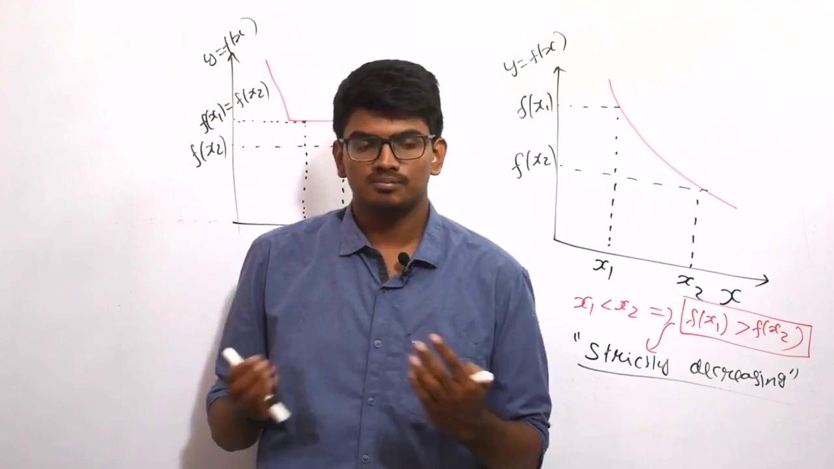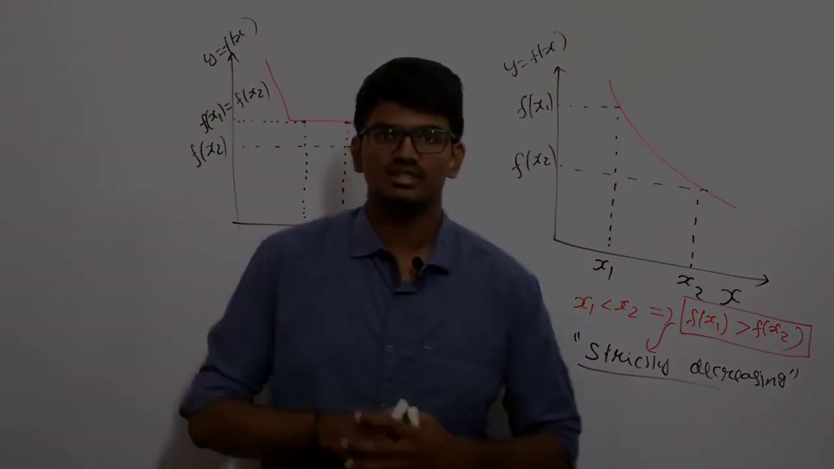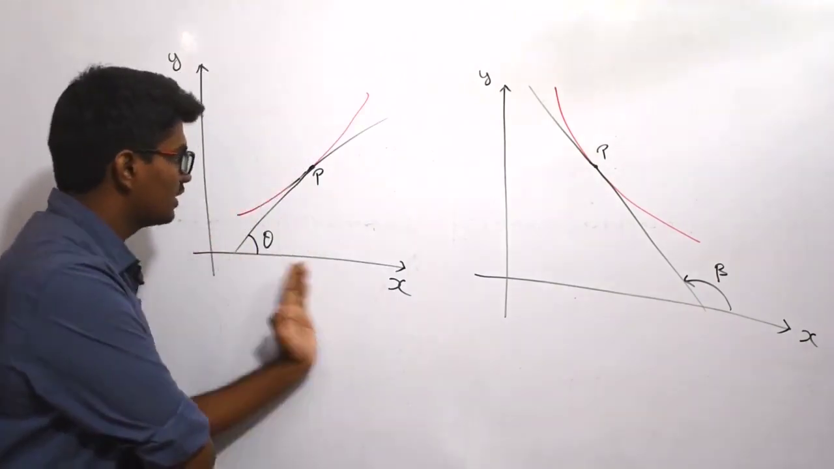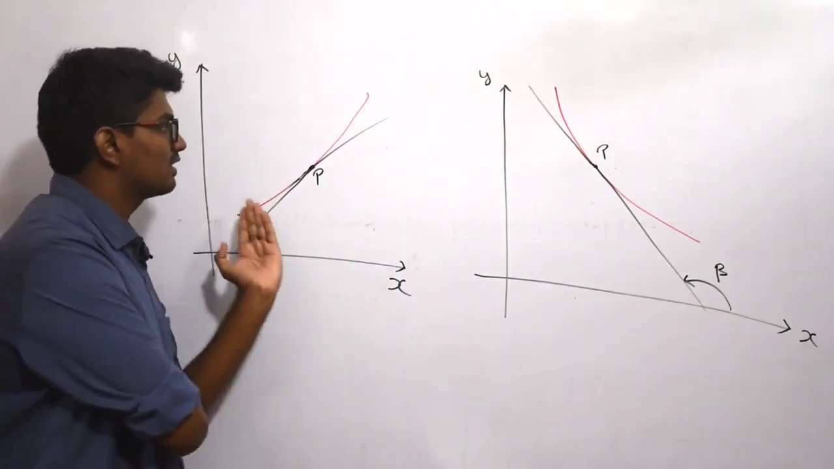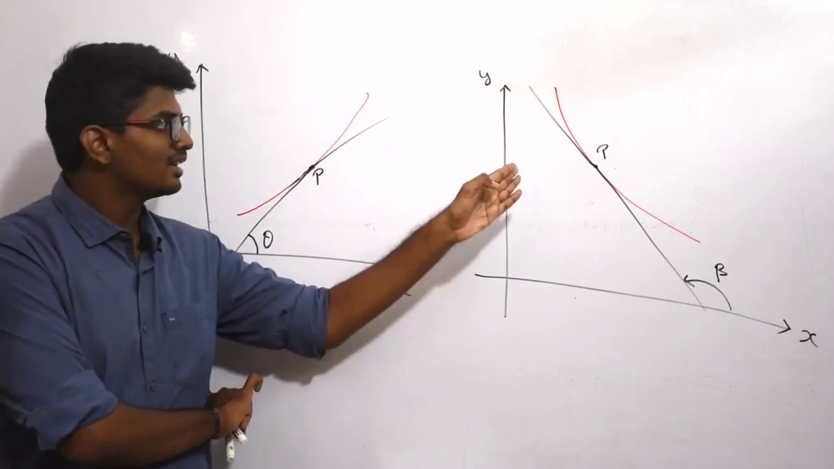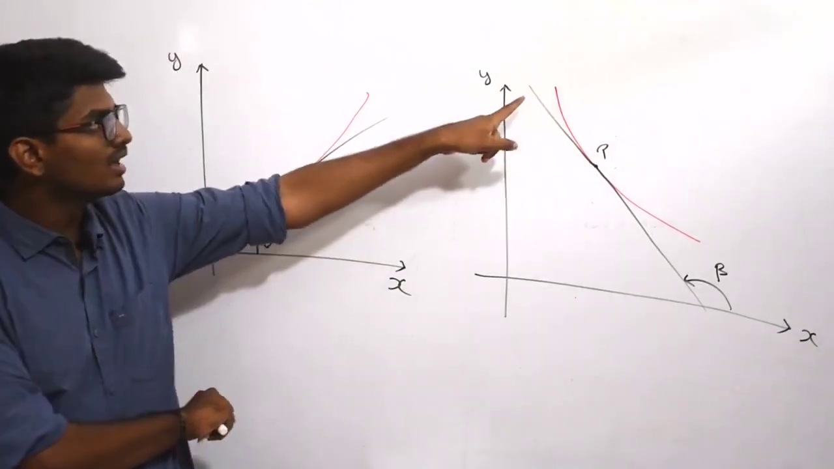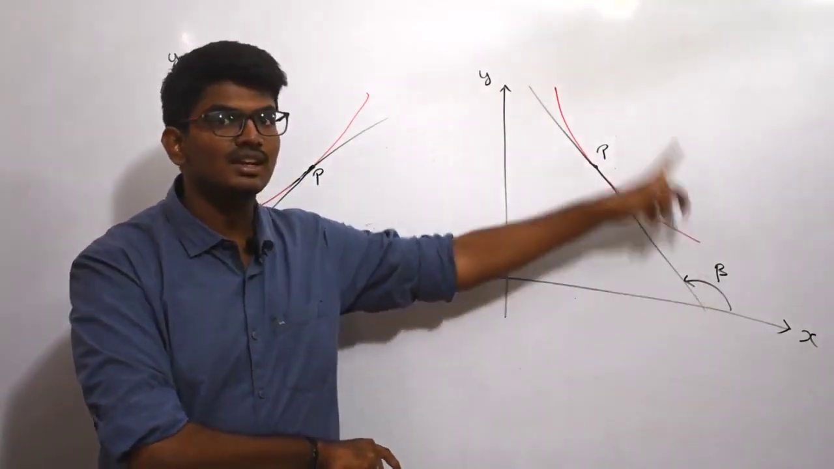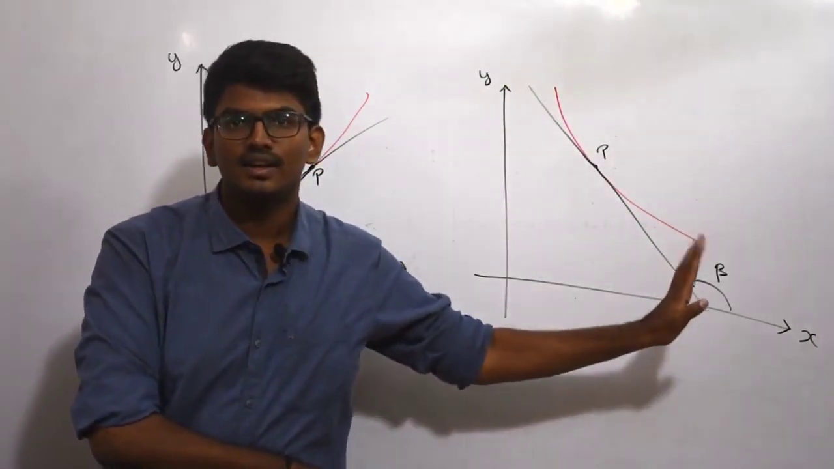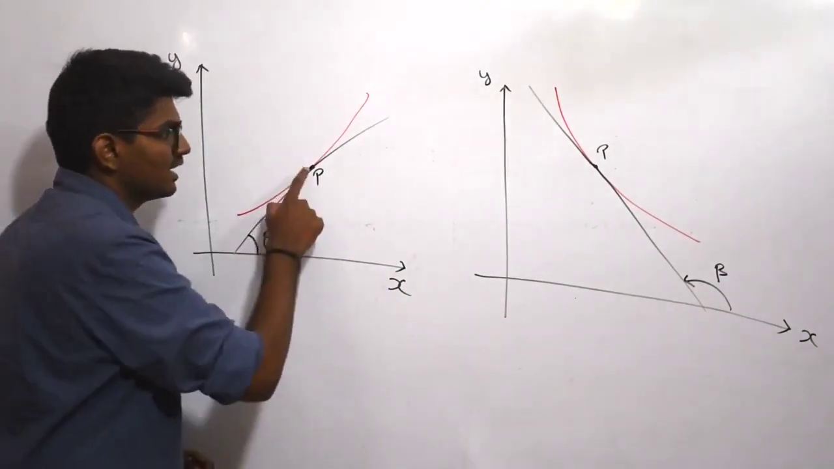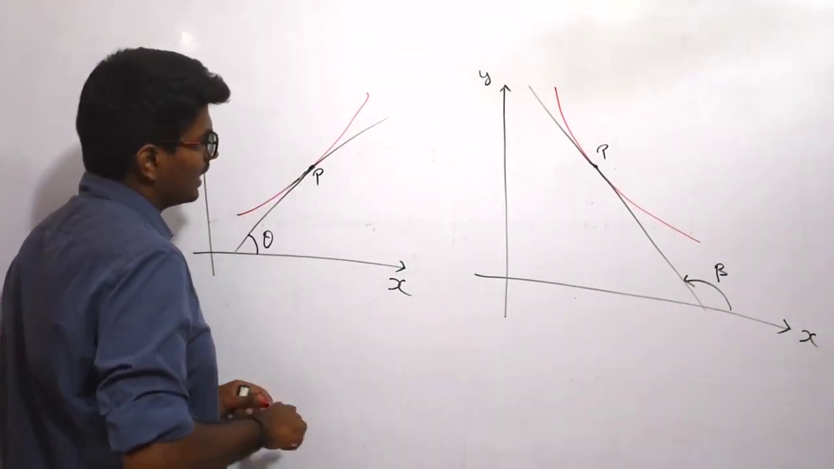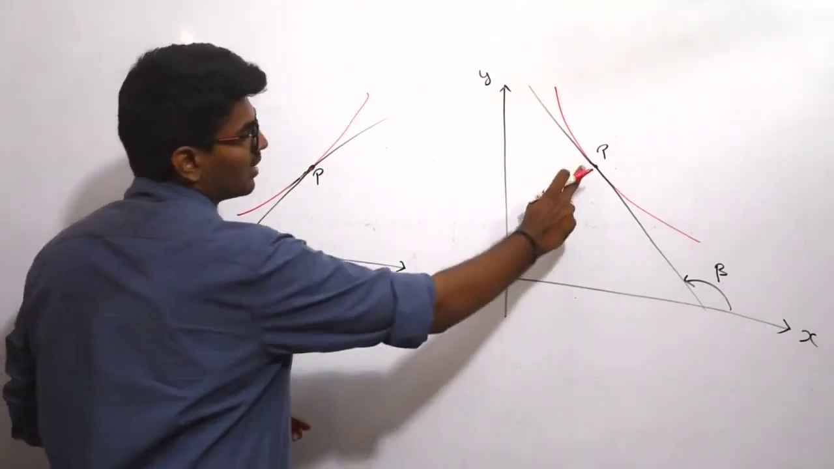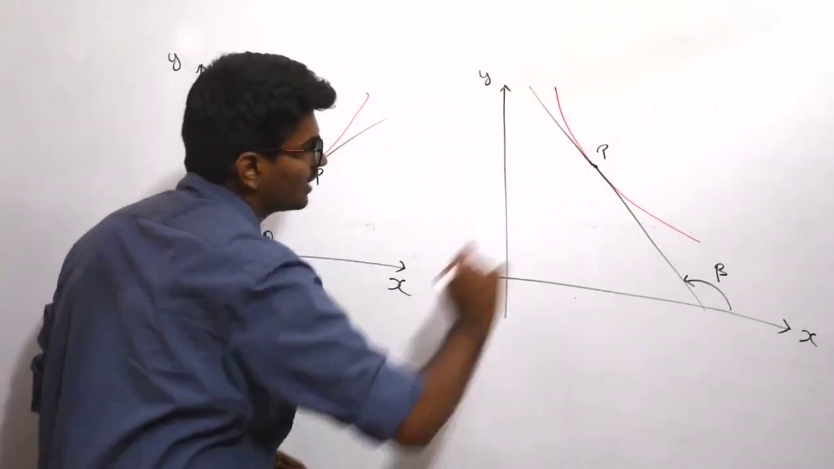by using the slope concept, that we will see now. I have drawn two functions here. One function is increasing: as x value increases, the y value, that is the f of x value, keeps on increasing. Here it is a decreasing function, the red colored one: as x value increases, the y value keeps on decreasing, or in other words the f of x value keeps on decreasing, right? So what I did, I took a point P on the curve, and I drew a tangent to it. And I took a point P here and I drew a tangent to it.